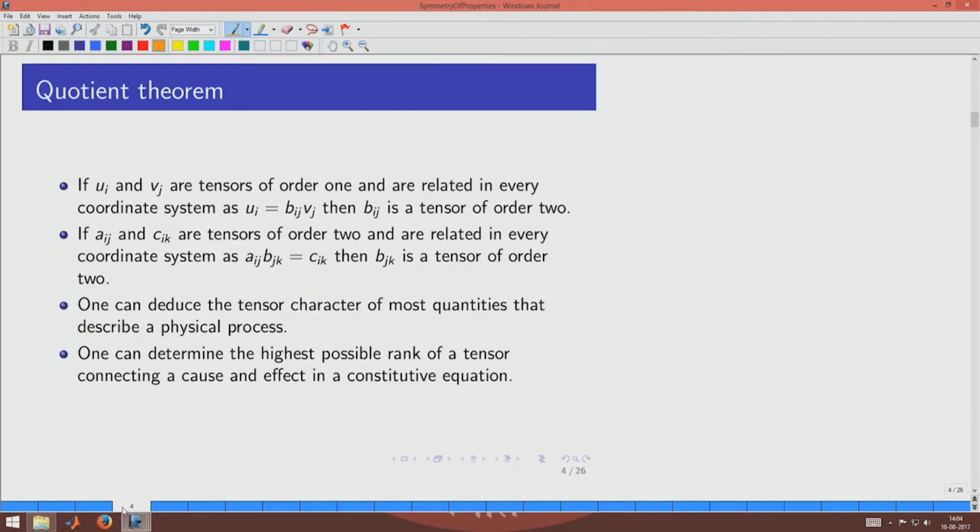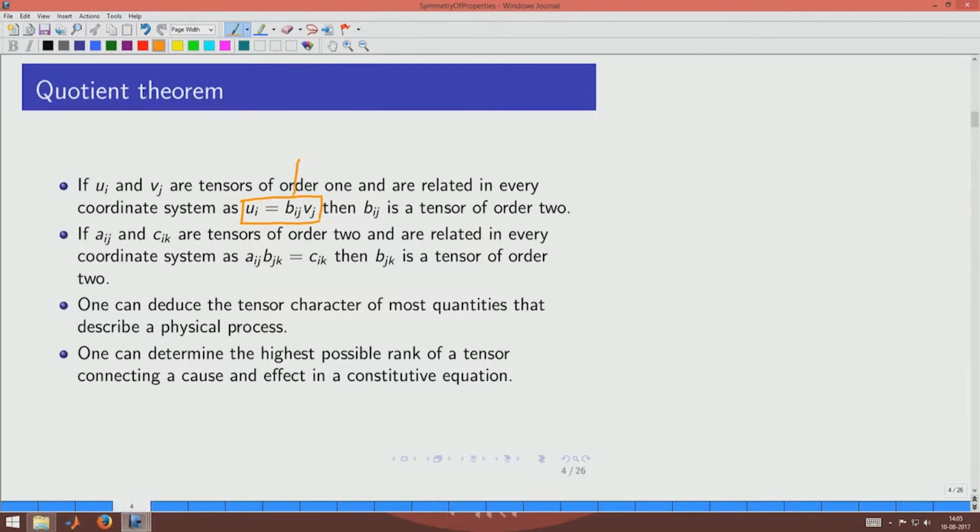Let us recap the quotient theorem again, because we are going to use it to conclude the order of the tensor that is possible in a given equation. The quotient theorem says the following: if you have two vectors u and v, and in every coordinate system they are related by the expression u_i equals b_ij v_j, then we can conclude that b is a tensor of order 2. Normally, if it was known to us that b and v are tensors, then concluding that u is a tensor is already known to us, because we have the properties of tensors available. But here the quantities that are given as tensors are on either side of the equal to sign.